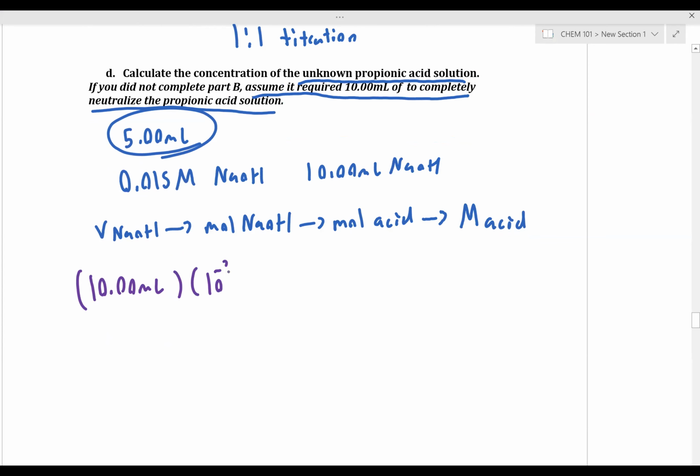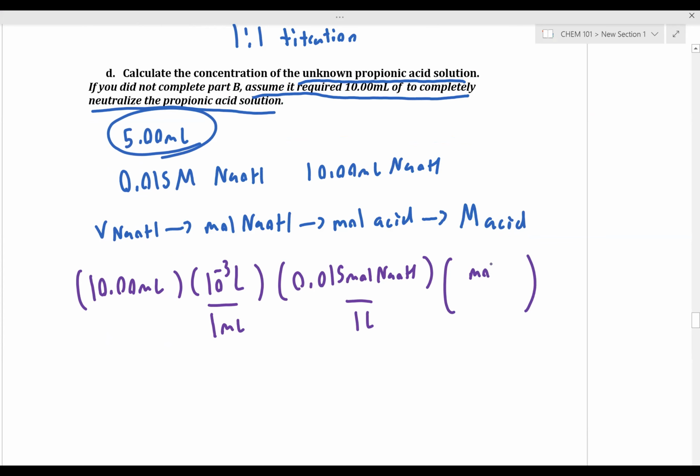We know that there are 10 to the negative third liters per 1 mL. And we know that we have 0.015 moles of NaOH in 1 liter. Now my question to all of you is, how many moles of acid do we have per mole of NaOH? What is our mole to mole ratio? 1 to 1, given from our chemical equation.